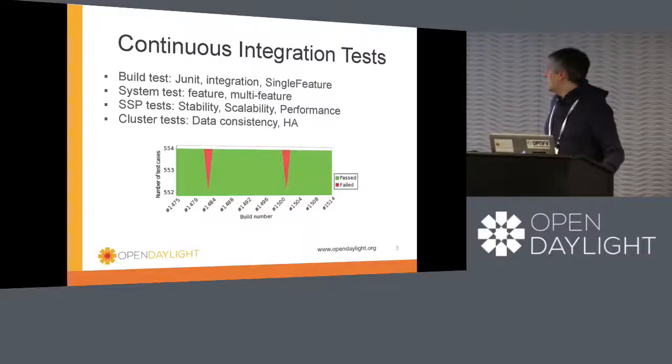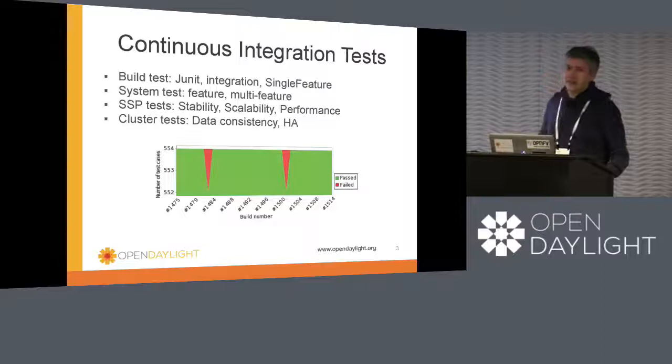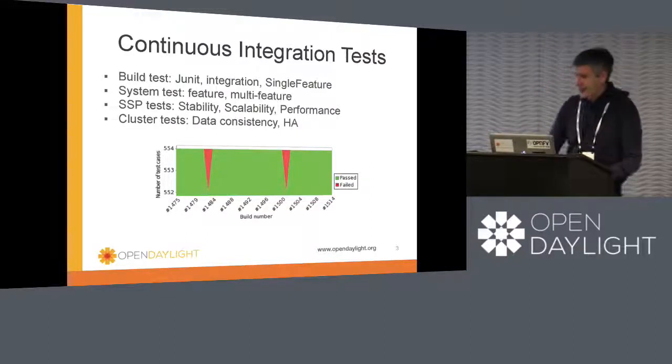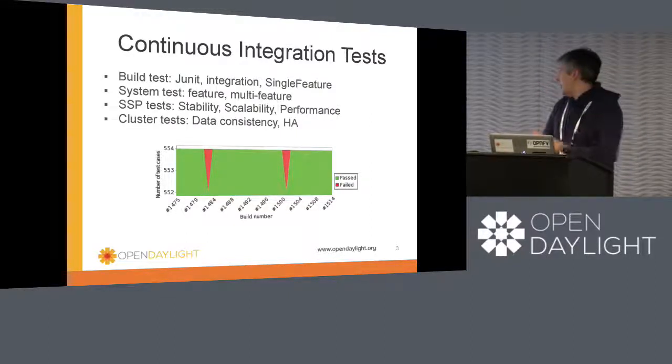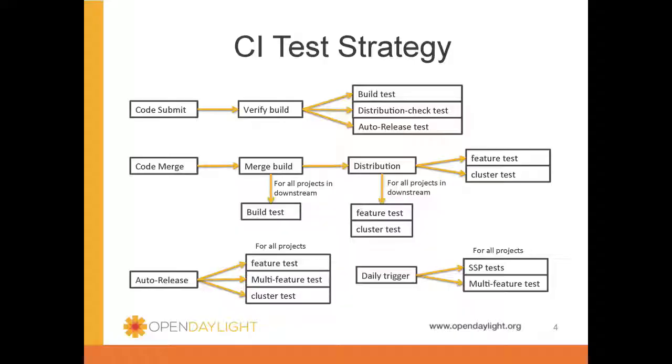The next one is what we talked about, the scalability, stability, and performance test, whatever you see there. That was introduced in Lithium, and we do that in continuous integration. And the last one was the cluster test, data consistency and high availability. Those tests we do as well. These tests are all available, so I will explain that later here.